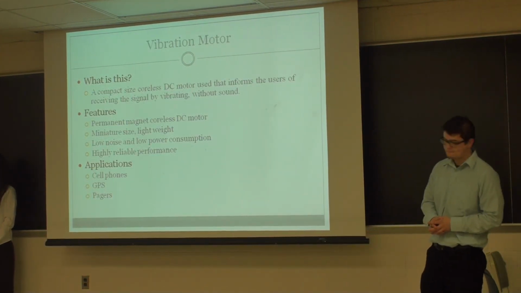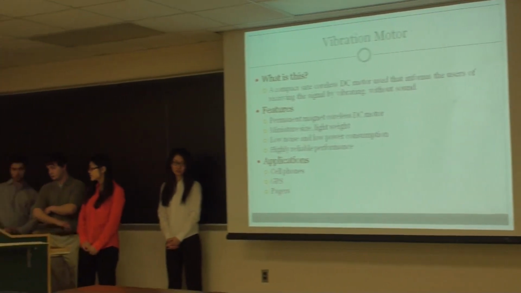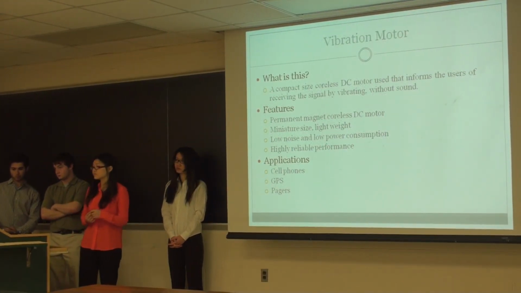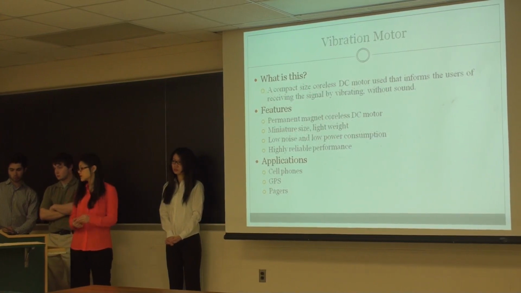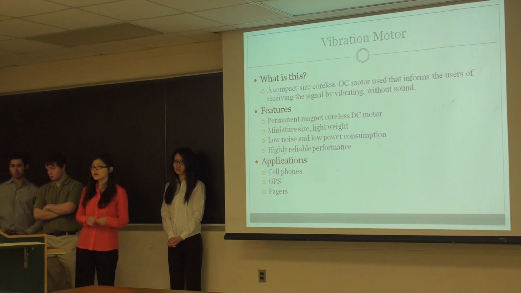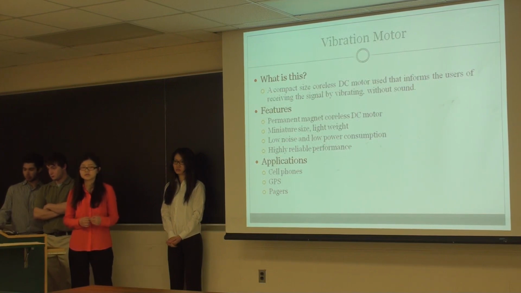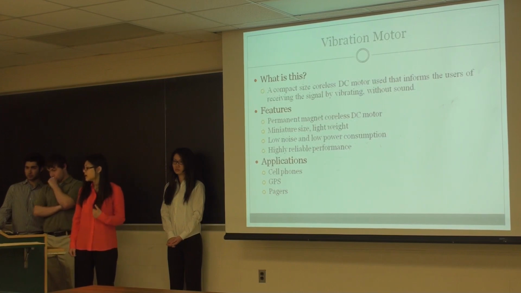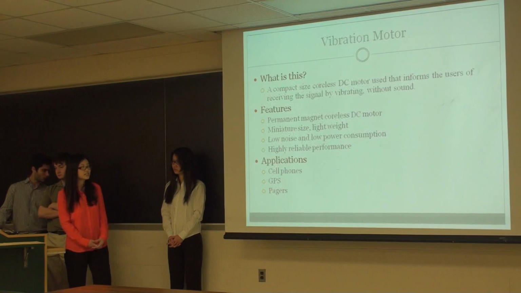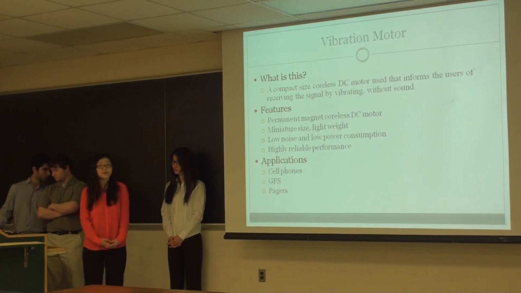I'm going to talk about the motors we use for this project. One possible way to achieve force feedback is using vibration motors to create a vibrating alert. A vibration motor is a compact-sized cordless DC motor that we use to inform a user of receiving a signal by vibration instead of sound. Vibration motors are widely used in a variety of applications, including cell phones, GPS, pagers, and so on.